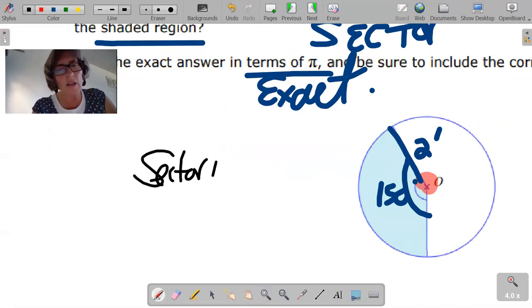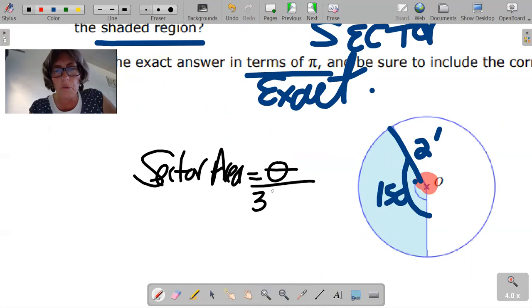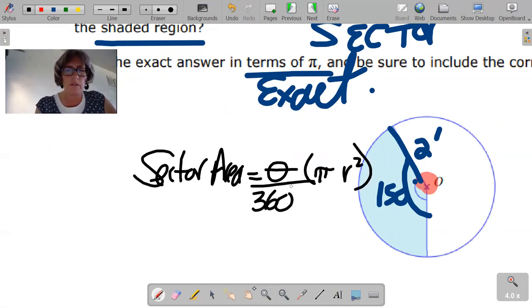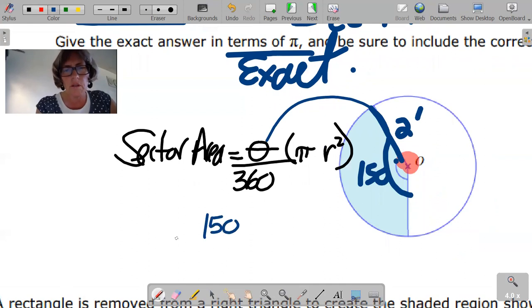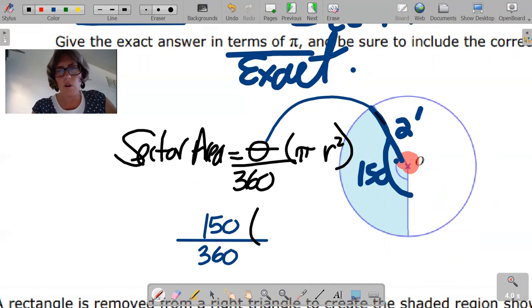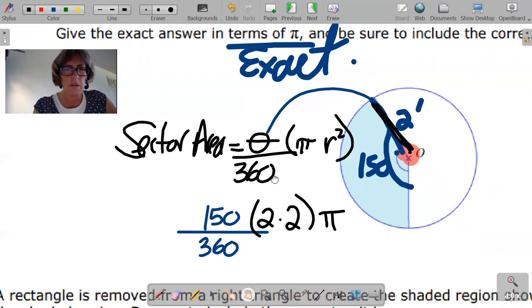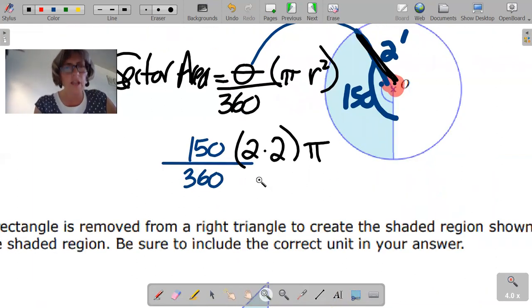So remember, a sector area is a fraction of the area. So theta over 360 times pi radius squared. In this case, our theta is 150 degrees over 360. And our radius is 2 squared times 2. We're going to tack pi here at the end. Now you simply factor and reduce.